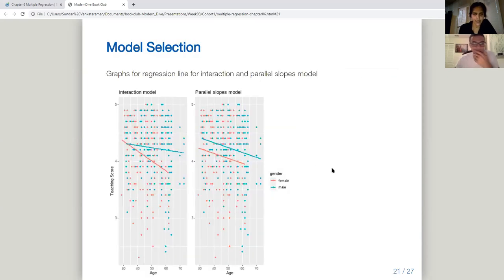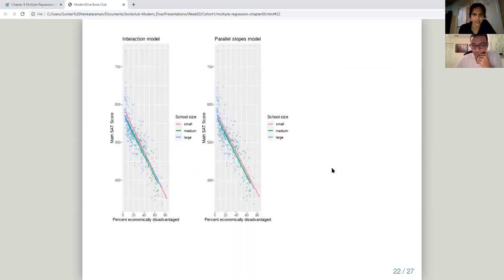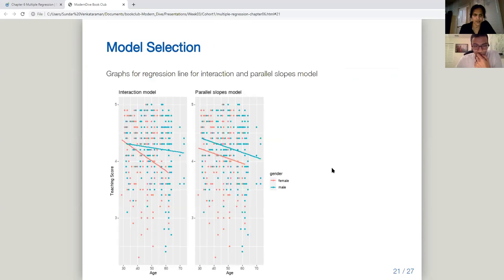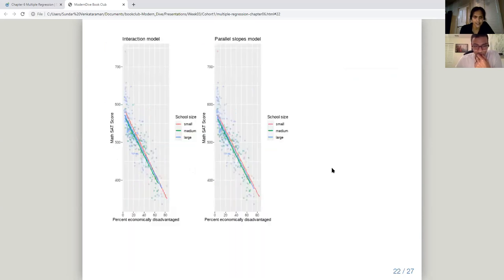But now he talks about why you would choose one over the other, like why you would look for interaction or why you would choose parallel slopes. He brings up two examples. One is what we already saw, teaching score versus age relative to your gender. The other is yet another data set, looking at SAT scores relative to the size of the school and how economically disadvantaged the background is. I don't know if it's your background or the background of the school. I'm not sure about that.